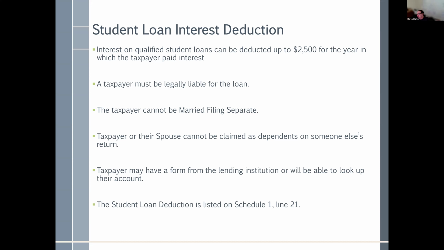The taxpayer cannot be married filing separate, so they have to be filing a joint return if they are married. They can't be claimed as dependents. They generally will have a form from their lending institution or be able to look it up, and it's called a 1098-E. So that is the form that they would typically have, and it will say, yes, so-and-so has paid us this much money, and this is the amount that was in interest.